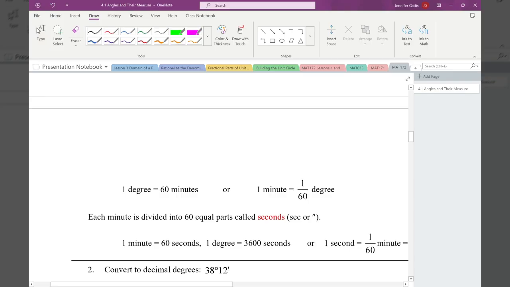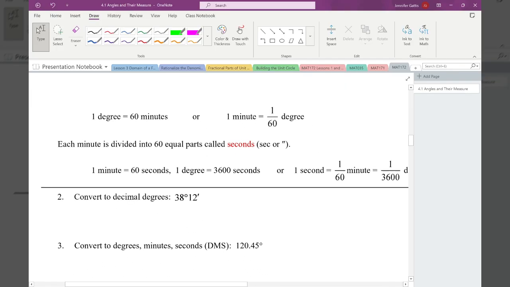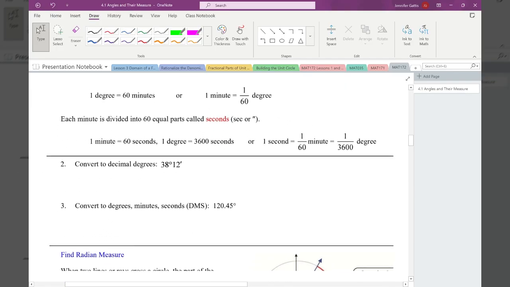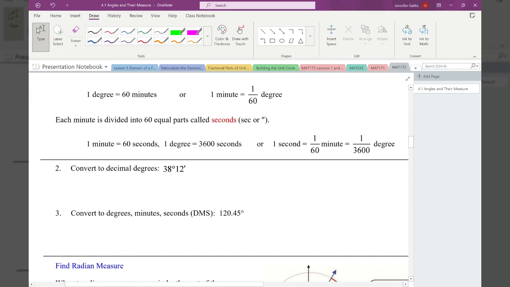Now, the last thing that we're going to touch on with this part one is talking about degrees, minutes, and seconds. Okay? So 1 degree is equal to 60 minutes, which means that 1 minute is equal to 60 seconds or 1/60th of a degree.